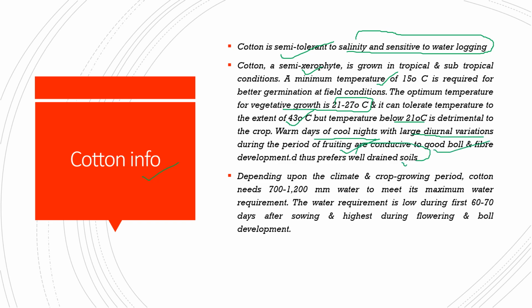It prefers well-drained soils. Water requirement is 700 to 1200 mm, where initially it requires less water, that is the first 60 to 70 days. Afterwards, during flowering and boll development stage, it requires higher water.